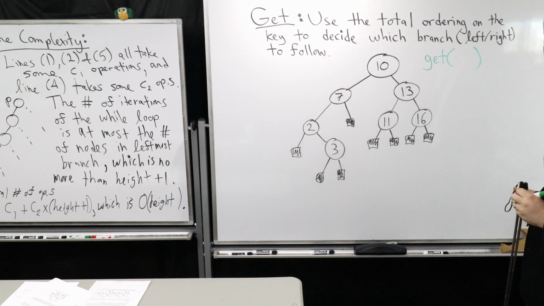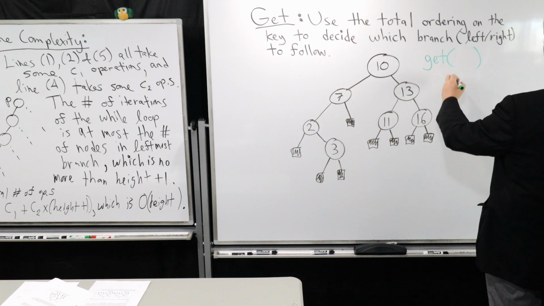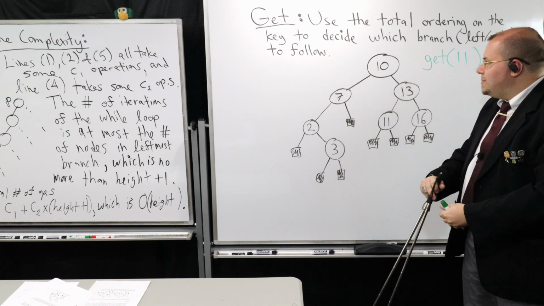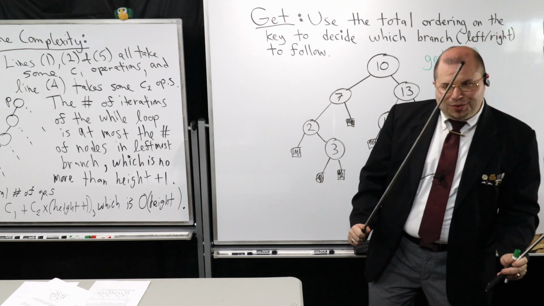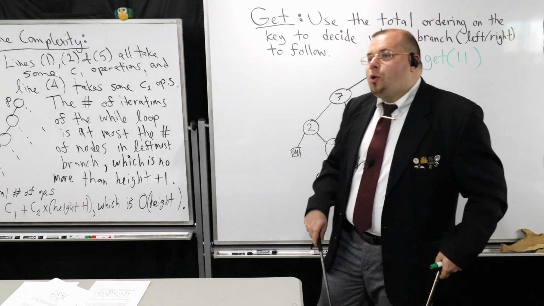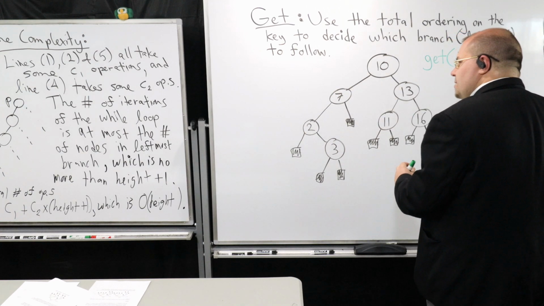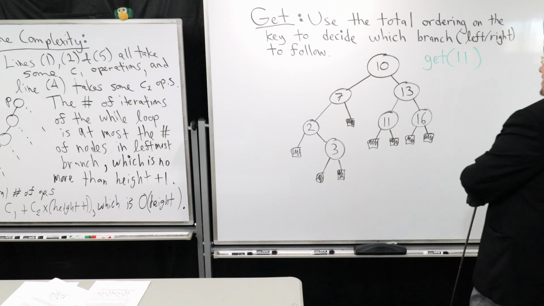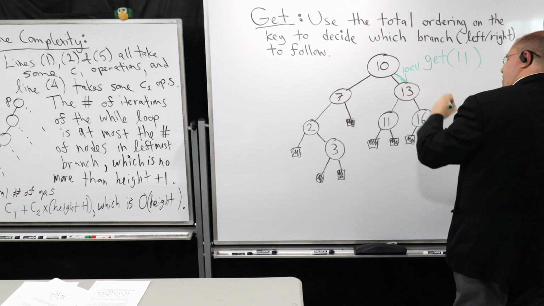Let's try doing get, or imagine I'm looking for a specific key. In this case, imagine I'm looking for 11. Right now I'm at 10. So if I want to get 11, which way should I go? Left or right? 10 is less than 11, so we're going to go right. Sorry, that's left. I mean, right. We did this because 10 is less than 11, right?